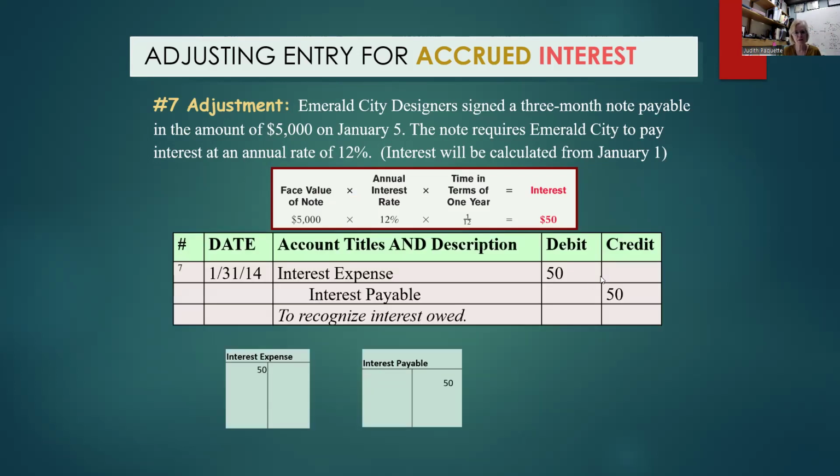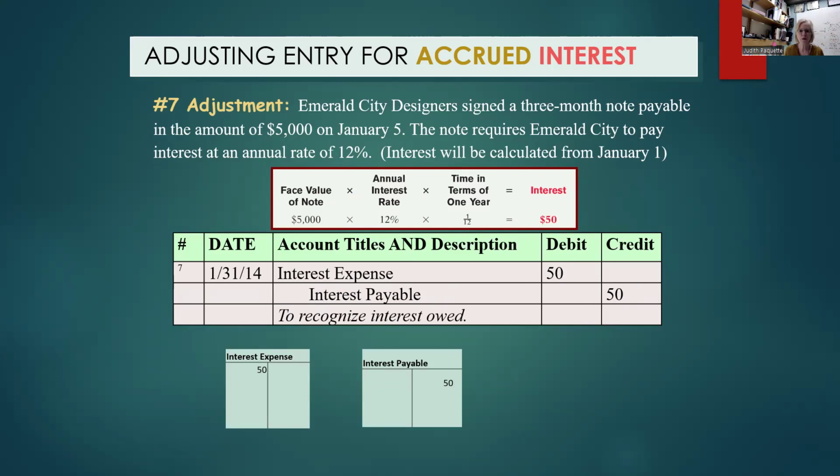So here's the adjusting journal entry. In this case, you had to calculate the $50. And the journal entry is interest expense, debit. We're increasing expenses. That's going to lower net income when we increase expenses. And we're going to recognize that the company has a liability, interest payable, $50. Interest expense, interest payable.